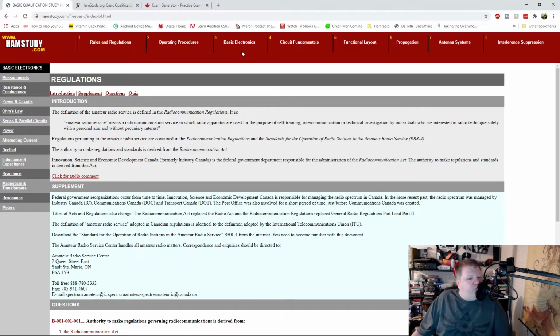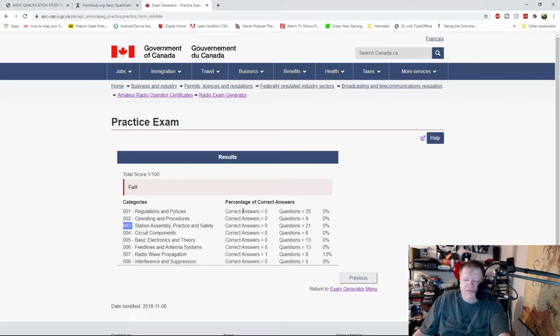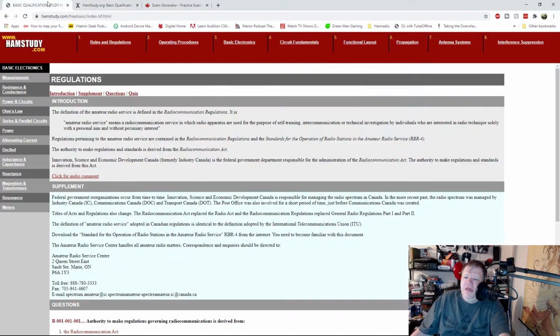But you can then brush up again, then go write the test again, and then, you know, see how you do. And this is here to help you go back and forth between the two because the numbers match the exam generator. There's 8 of them. Ham study says 8. And this can be a lot easier because in the book, it's kind of a little spread out a little bit more. But if you have access to the online service, hamstudy.com, you can access their service.